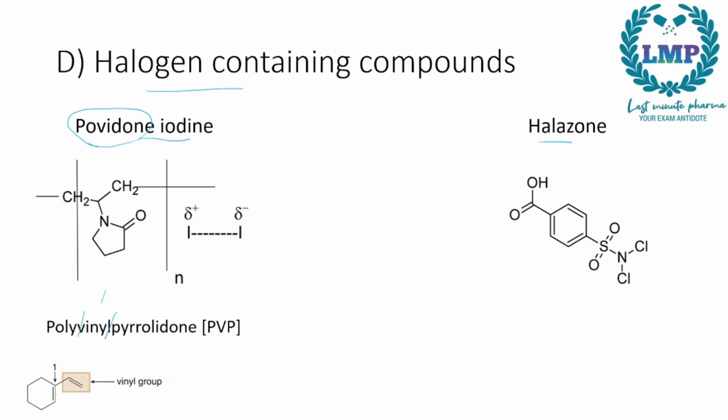Polyvinyl pyrrolidone. Now what is a vinyl group? A vinyl group is as shown below here. It is a carbon attached to a benzene ring, among which the carbon and the next carbon we have a double bond. So this will be named as a vinyl group. Polyvinyl means multiple vinyl groups.